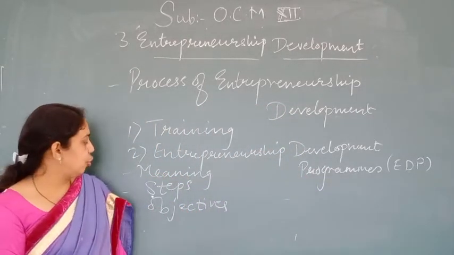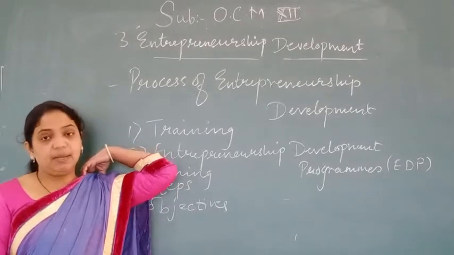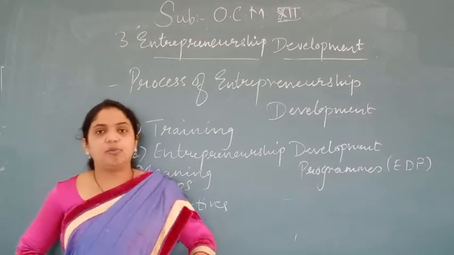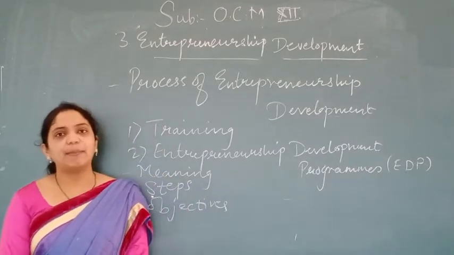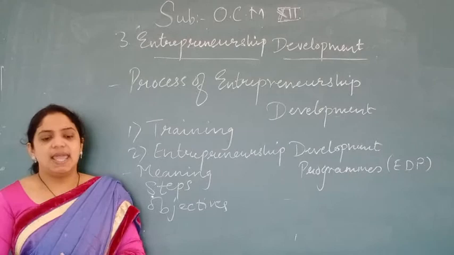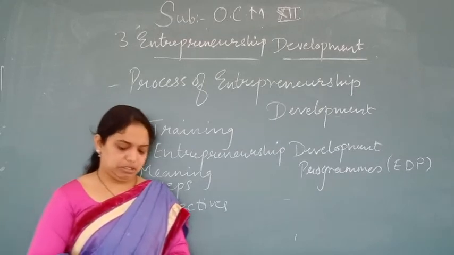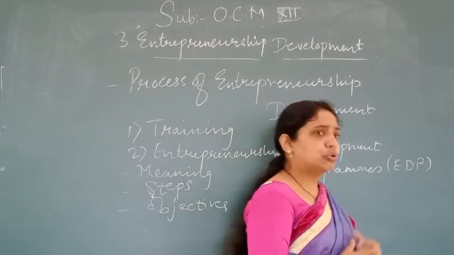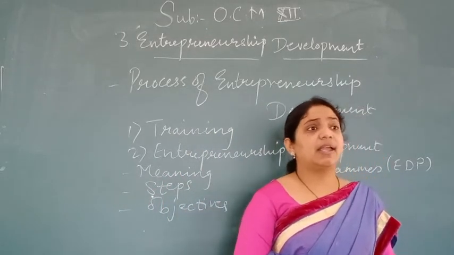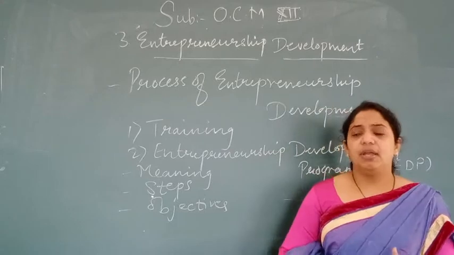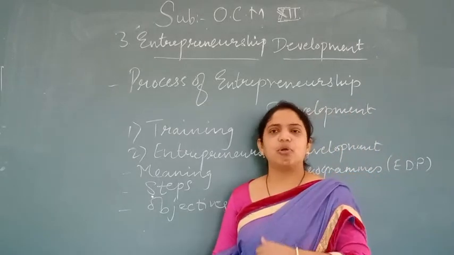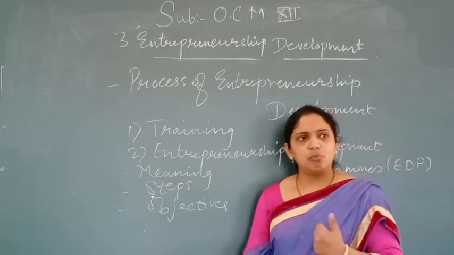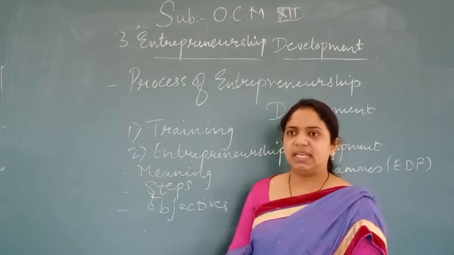And the last point is objectives of the EDP. What are the objectives of EDP? Let's see. The following are the objectives of EDP, which are divided into 5 points. Number 1, to foster entrepreneurial growth in the country. You want more and more entrepreneurs in the country, because, as I said, entrepreneurs help in the socio-economic development of the country. They are seen as the pillars of our country. So more and more entrepreneurs should be there in our country.